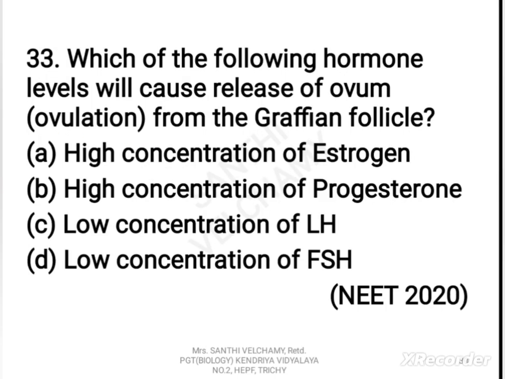Next one. Which of the following hormone levels will cause release of ovum, that is ovulation, from the Graafian follicle? A. high concentration of estrogen, B. high concentration of progesterone, C. low concentration of LH, D. low concentration of FSH. Can you guess the correct answer? It's A. high concentration of estrogen.